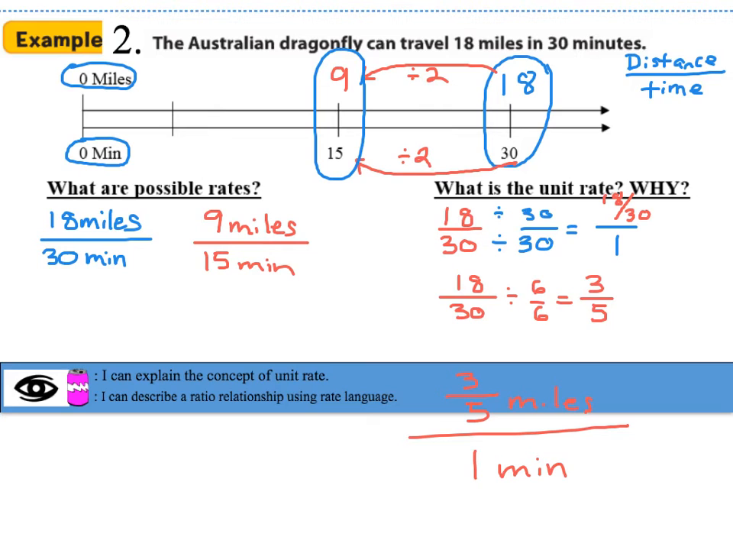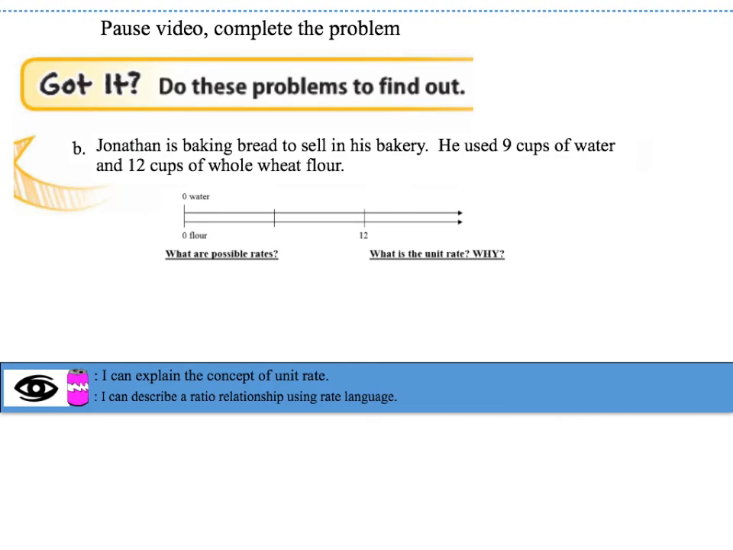So up here in my double number line, I'm going to write 3/5 miles per 1 minute, which would be my unit rate. And once again, this is the unit rate because the denominator is equal to 1. So pause the video, complete this guided problem, and we'll discuss this answer in class tomorrow. And please be sure to draw the double number line inside of your composition notebook.